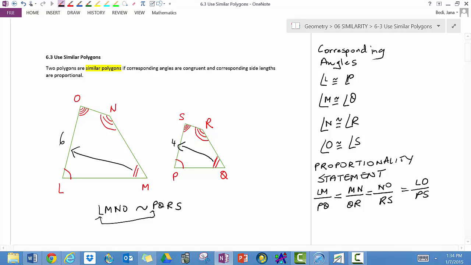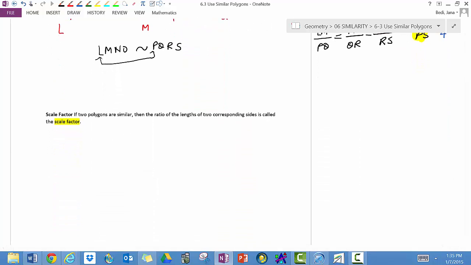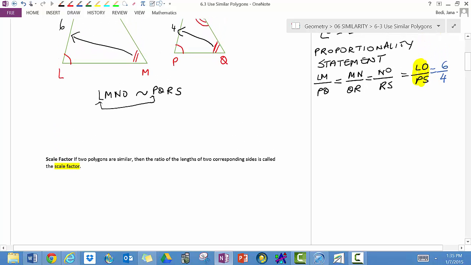So which two corresponding sides have we been given? L, O over P, S, which is this last ratio here. And since that is equal to 6 over 4, all the corresponding sides will be in the ratio of 6 to 4, which can be reduced to 3 to 2, by the way. You always reduce a ratio to its lowest terms. 6 to 4 is the ratio of corresponding sides, and it is also called the scale factor.